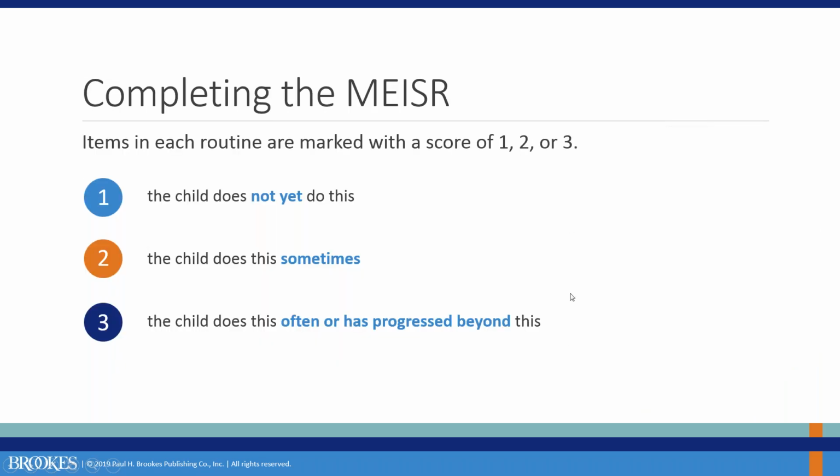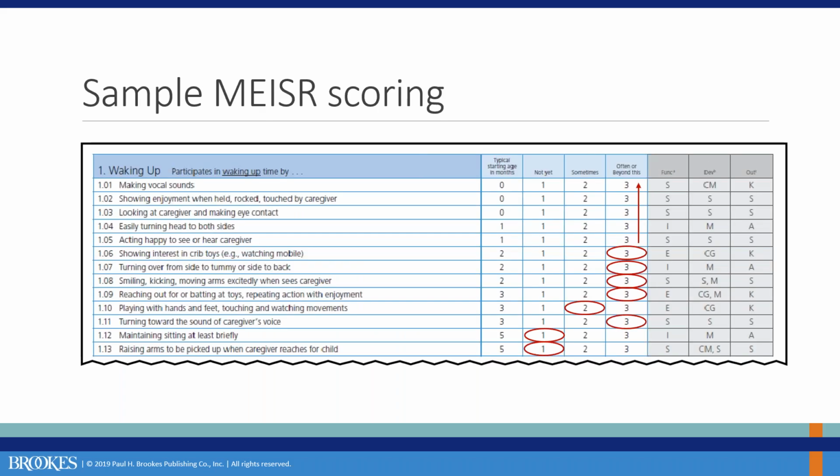You probably saw on the slide that Naomi showed that had part of the MEISR on it that there are 3 scoring options. So we'll show you another slide in just a second. The 3 scoring options for the family are: the child does not yet do this, the child does this sometimes, and the child does this often or has progressed beyond this. Because as you know, in early childhood development, there are some things that children do, but then as they become more competent, they stop doing it. And think of crawling as a main example that we always use. Or drinking from a bottle, things like that. Okay, next slide, please.